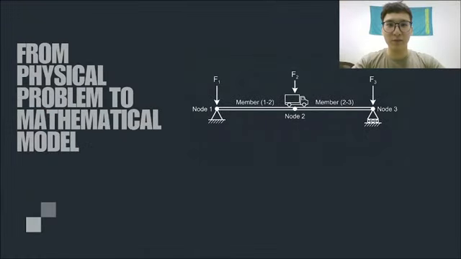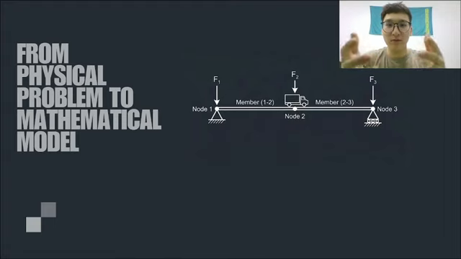Let's take a simple bridge with three joints, which we will call the nodes. At each node, forces are applied downward. At node 1 and node 3, the bridge is supported. These are reactions. And at node 2, a truck applies a downward force. And the question is, what are the internal forces in each member?